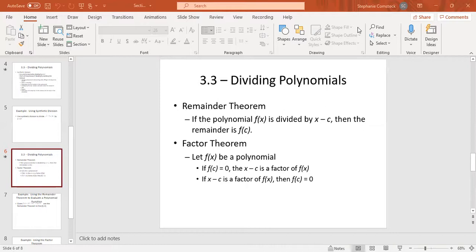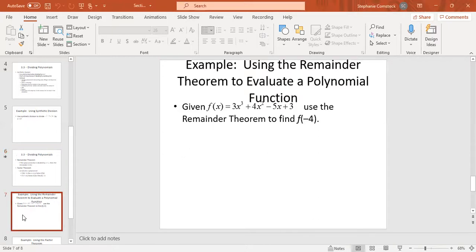And I don't know about you, but I'm a whole lot better at adding and multiplying than I am trying to run up powers. So the example that we're going to look at, I'm going to come back and cover factors in just a second. They want us to use 3x cubed plus 4x squared minus 5x plus 3, and they want us to find f of negative 4.